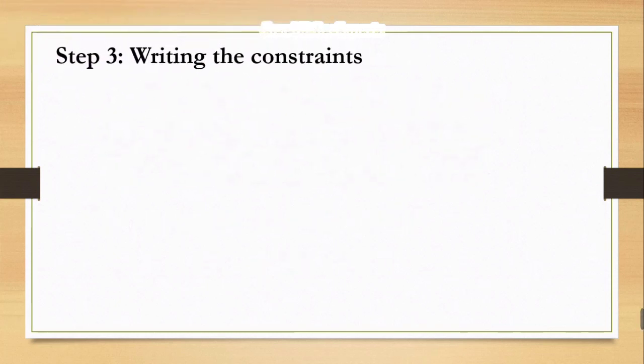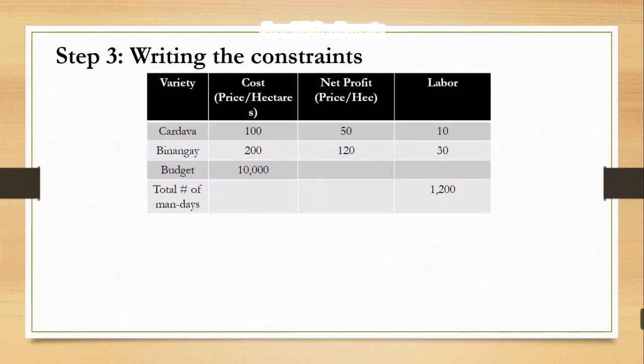Step 3. Writing the constraints. It is given that Jovian has a total budget of 10,000 pesos. The cost of producing cardava and binangay per hectare is also given to us. We have an upper cap on the total cost spent by her. So our equation becomes 100x + 200y is less than or equal to 10,000.